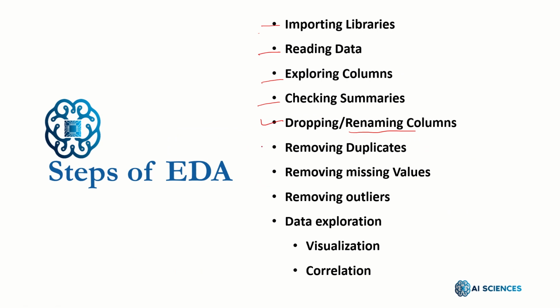Then we will remove duplicates. First of all, we will find duplicates, and then we will remove duplicates, right? And then we will remove missing values. Again, first of all, we will find missing values, and then we will remove them. Then we will remove outliers. Again, we will first find outliers, and then we will remove outliers. So these are the steps of data cleaning. These above steps are for data cleaning. Now your data is ready.